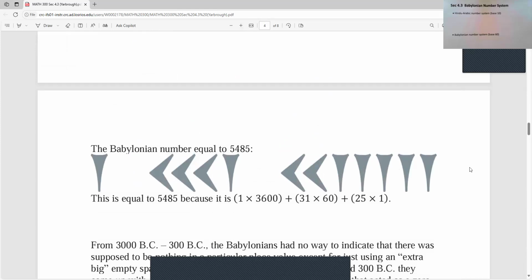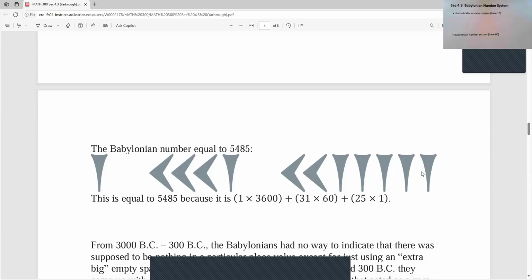Here's a Babylonian number. This whole line right here is one number. This happens to be equal to what we would call 5,485. Let's talk about why. On the far right over there, you see 25, right? Remember, these are tens and these are ones. So 2 sets of 10 and 5 sets of 1.